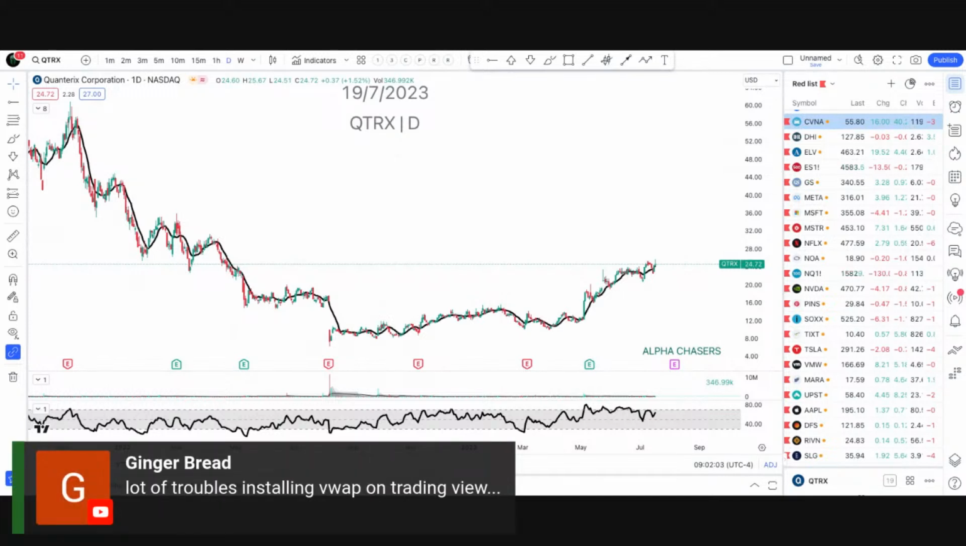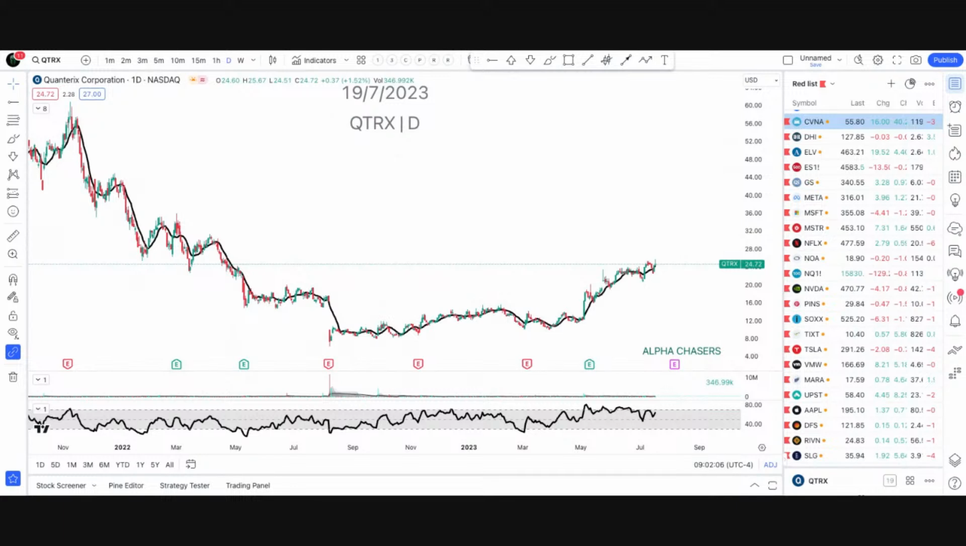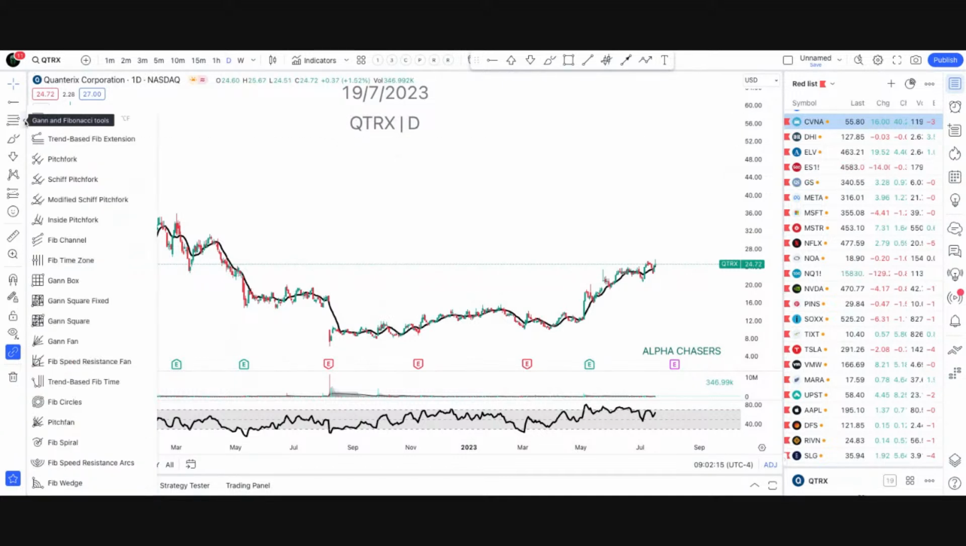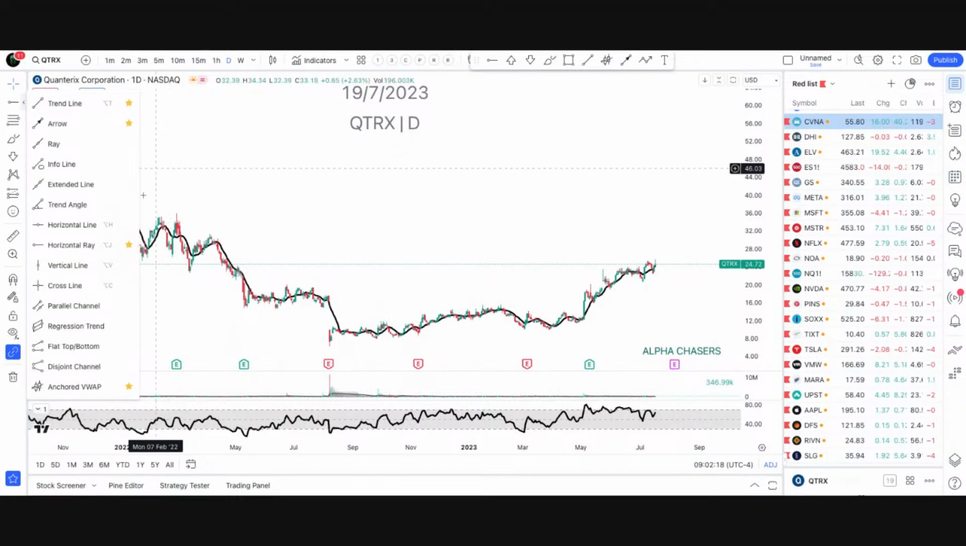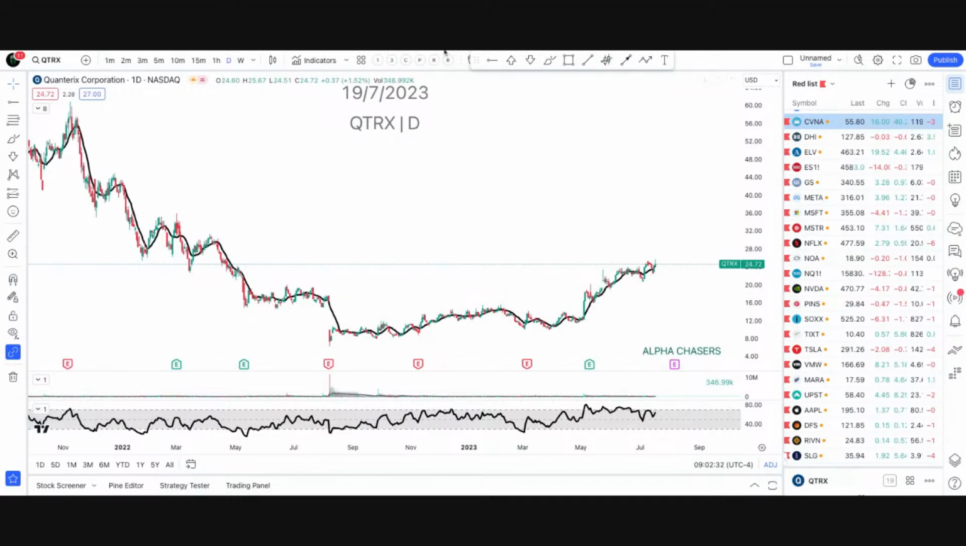You have a lot of trouble installing VWAP? Really? It's just a button. I've got to find out where I get that button now. I'll tell you in a minute. Here it is right there. That's all you have to do. Click on it, and then I click the star and it adds to this little thing up here. Dropping VWAP there is not that hard at all. You just drop it on in the middle of the day. Good to go. Shouldn't be that hard, Ginger.